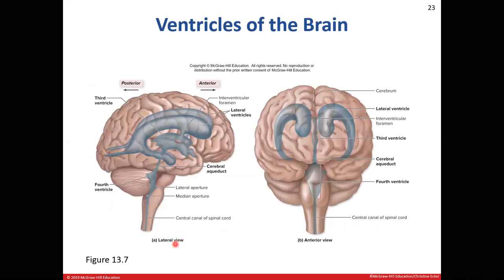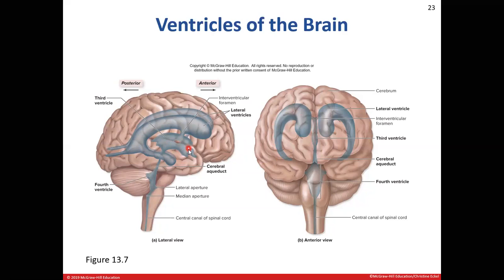So here we take a look at the ventricles of the brain. Here are going to be our two lateral ventricles. Again, you see the lateral view here, the anterior view here. You'll notice how deep the lateral ventricles are as they go front to back. But you'll also notice that in this anterior view, they appear to be almost ram horn-like. You'll see they kind of roll back and out in this somewhat circular pattern.